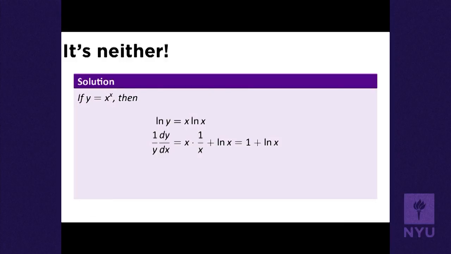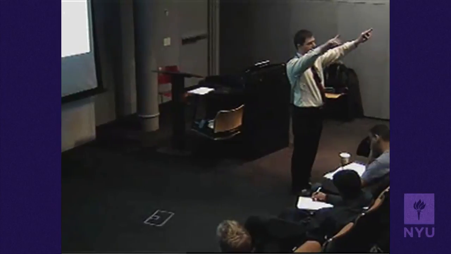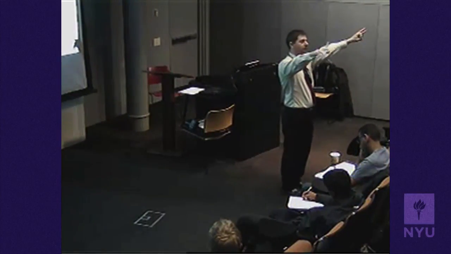The derivative of x times ln x, we've actually done that one already too. It's 1 plus natural log of x. Right? Product rule comes into play there. So the thing we want is 1 plus natural log of x times x to the x. And you can multiply that out as x to the x plus natural log of x times x to the x. Any questions about this one?